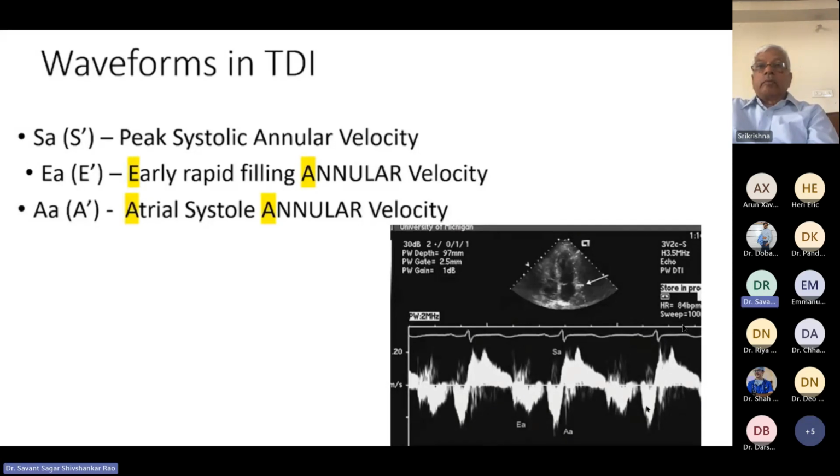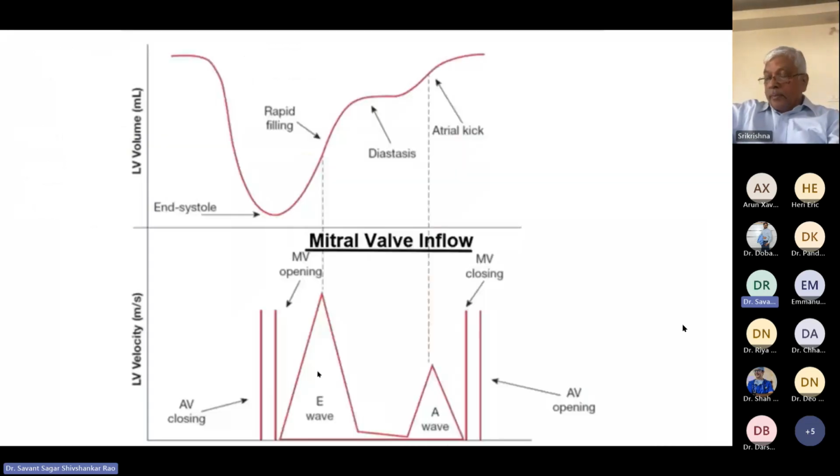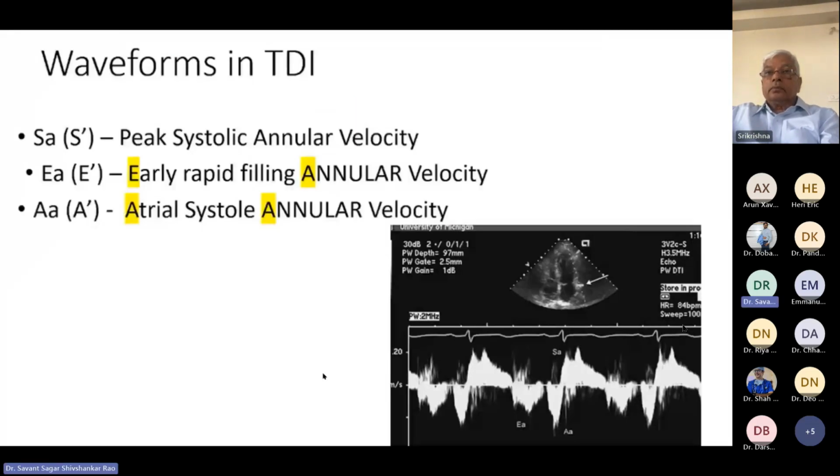On the right hand side image, we can see the S prime, that is the systolic annular velocity, and E prime and A prime, also denoted as Ea and Aa. E prime is the early rapid filling annular velocity, and A prime is the atrial systole annular velocity. These two parameters derived from TDI, as well as the pulse wave of the mitral inflow, we can use to grade the diastolic dysfunction from 1 to 3.